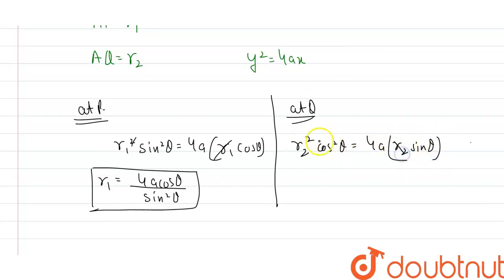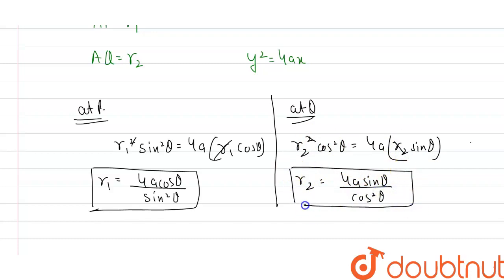So clearly this R2 and this R2 power cancel out. So we are going to receive the value of R2 as 4a sin theta divided by cos square theta, right? I'm having the R1 value and I'm having the R2 value.